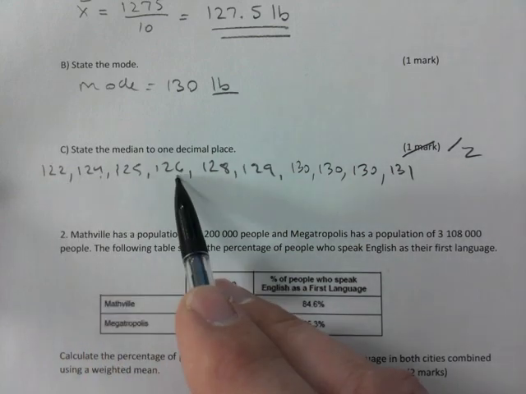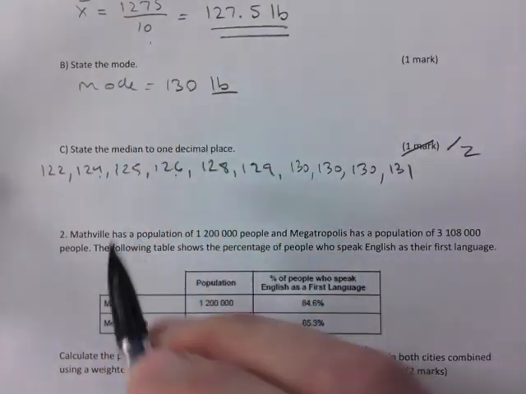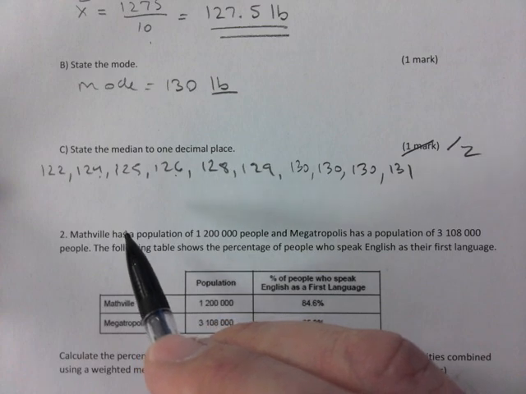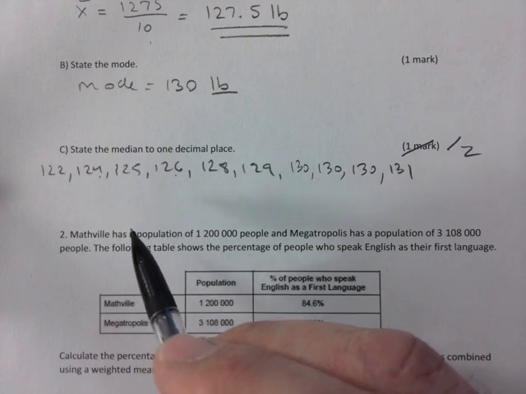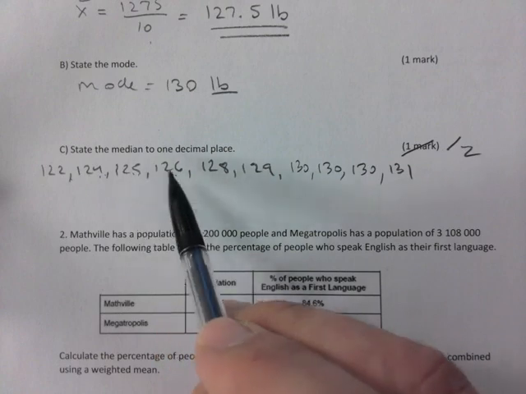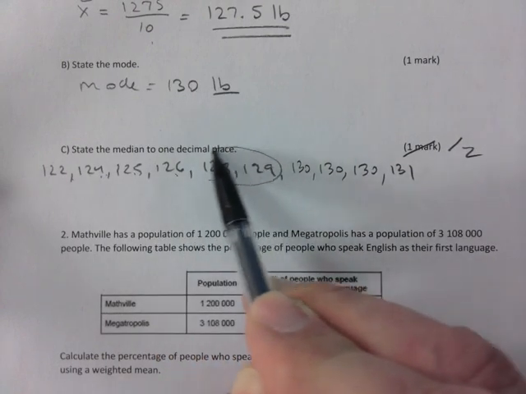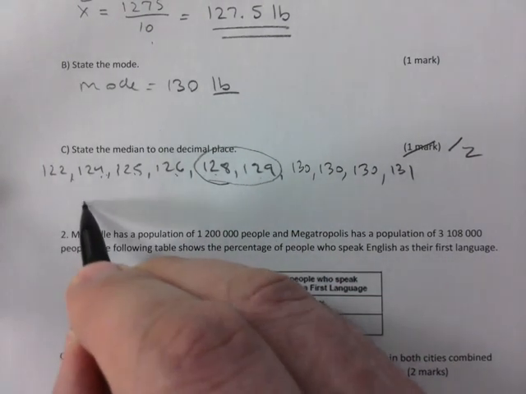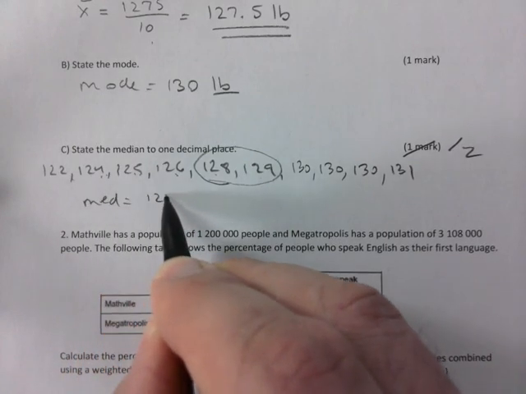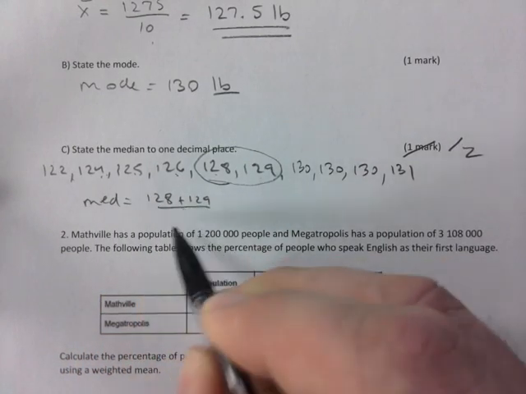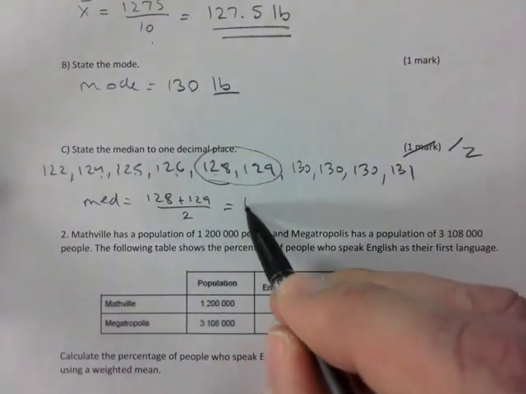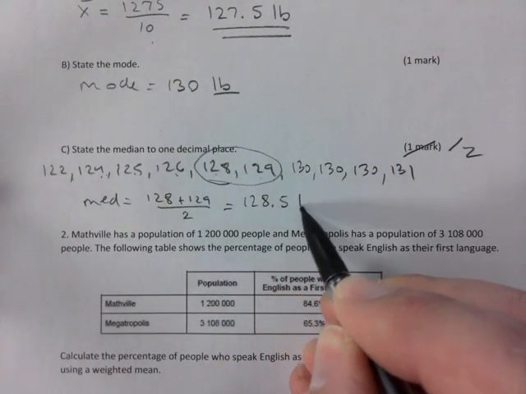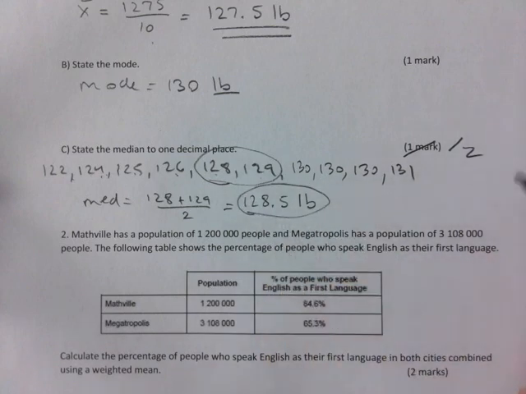Okay, so we already know we have 10 values, right? So it's going to be 10 divided by 2, the 5th and the 6th, right? So 1, 2, 3, 4, 5, 6. So it's these 2 here that it's going to be found in between. So it's 128 plus 129 divided by 2, right? And that is 128.5 pounds. That is your median. So this question is going to be worth 2, 1 for arranging, 1 for actually finding the median.